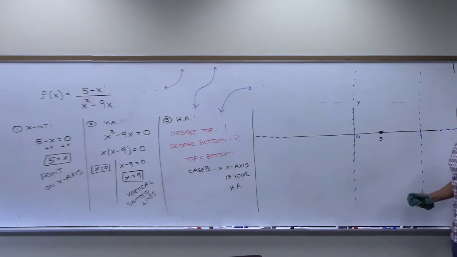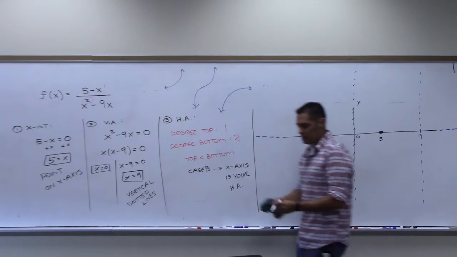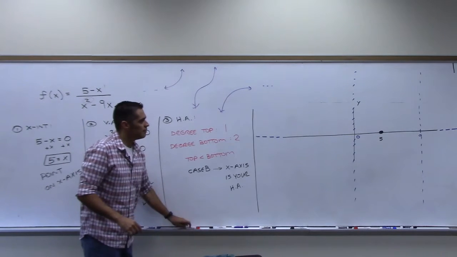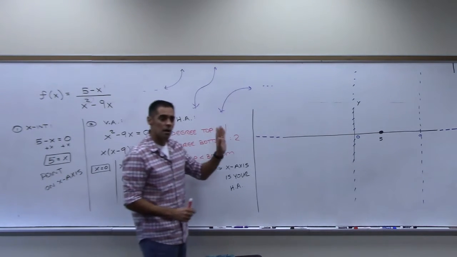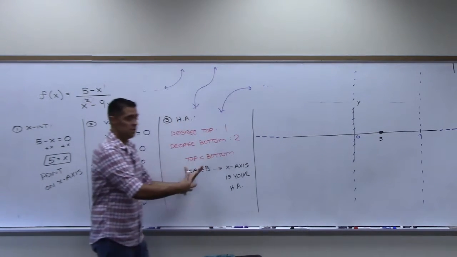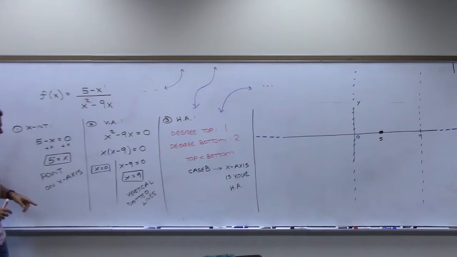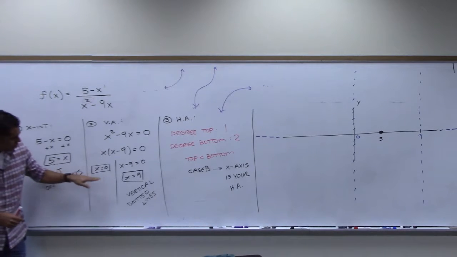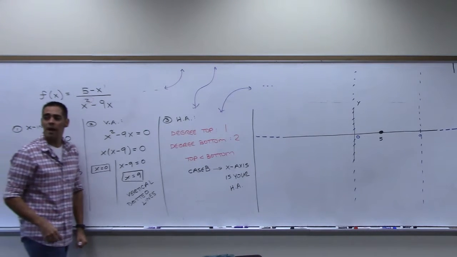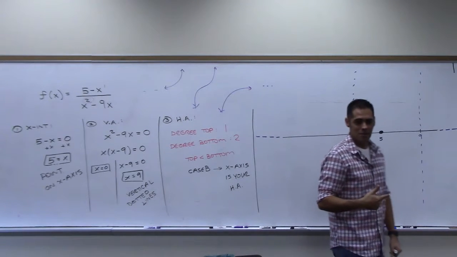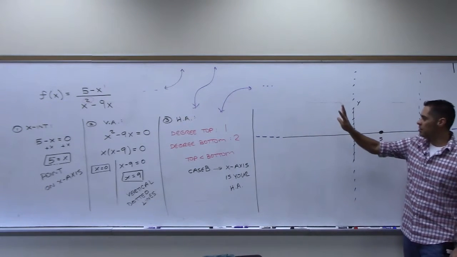No, we still need test points, right? And how do we find the test points? We look at the verticals and the x-intercepts. You count them. How many do you have? 1, 2, 3. So how many test points will we have? 4. One more than the total. So I should have 4 test points.